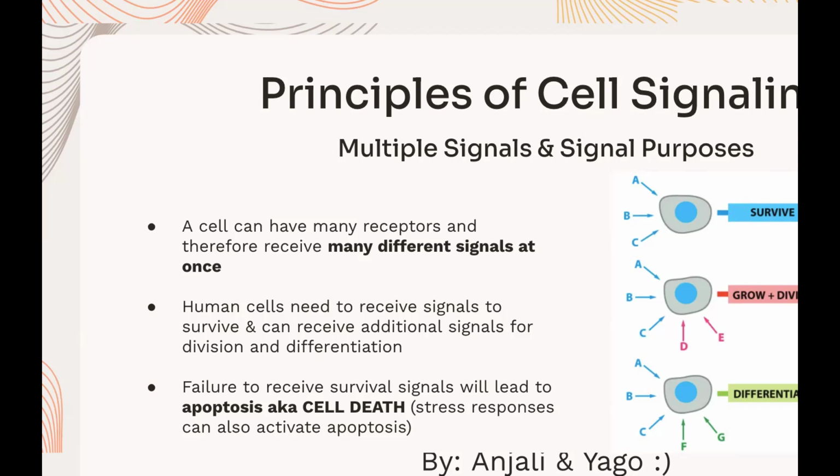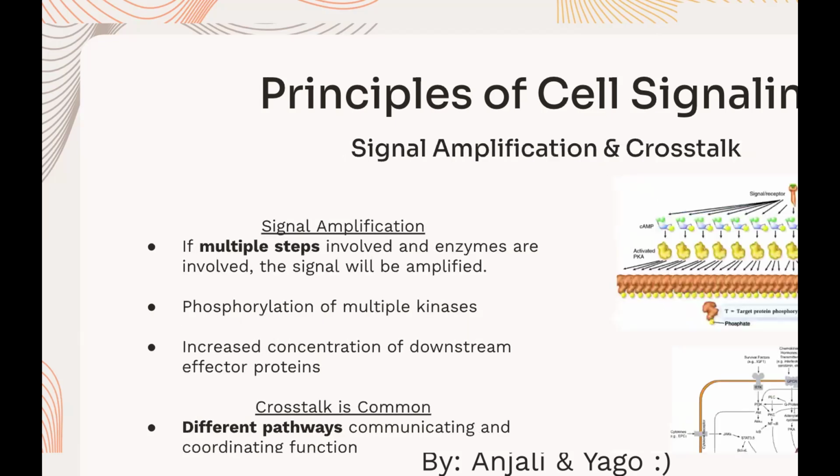But if you don't get a survival signal, you're going to go straight into that programmed cell death. So we're going to talk about a couple of pathways. But first, I want to talk about signal amplification.